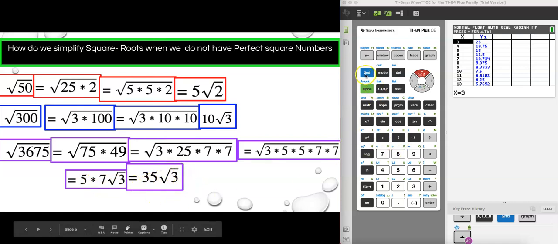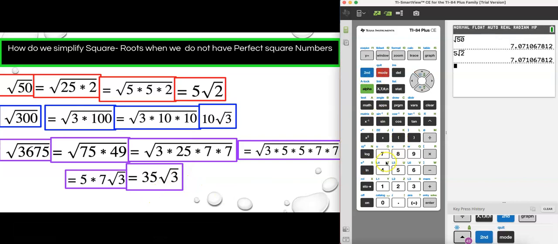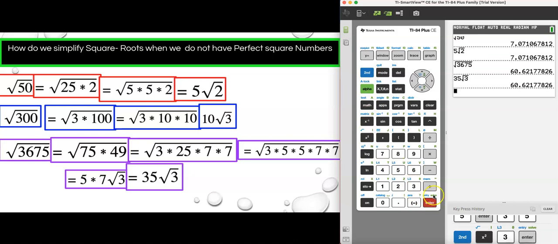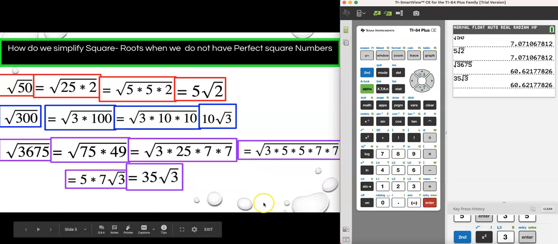And like always, if you come to your calculator, you can just double check it just to make sure it's correct. So I will start with the square root of 3,675, and of course that gives me that, and then I can do 35 square roots of 3, and I should get the same thing, which I do, so I know I'm not changing the value of anything.